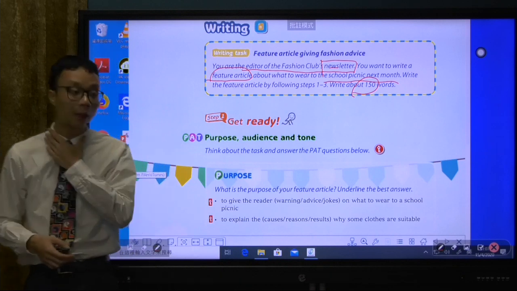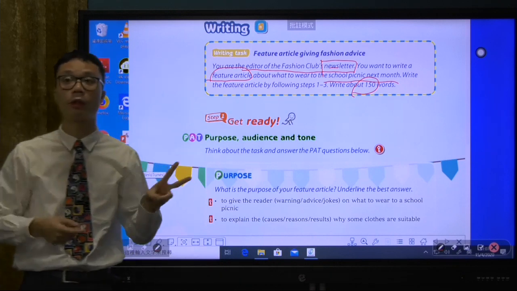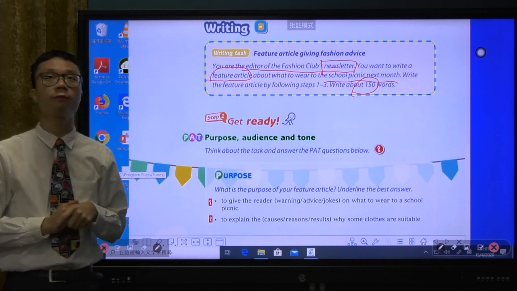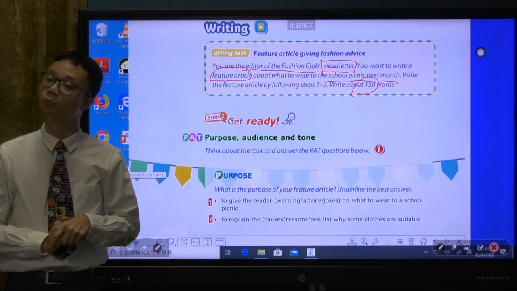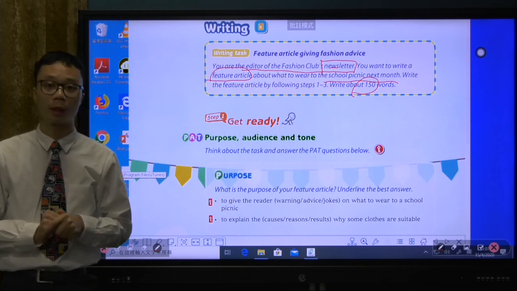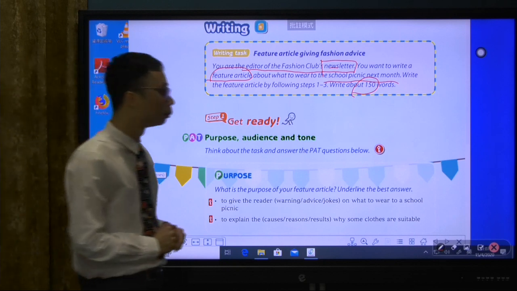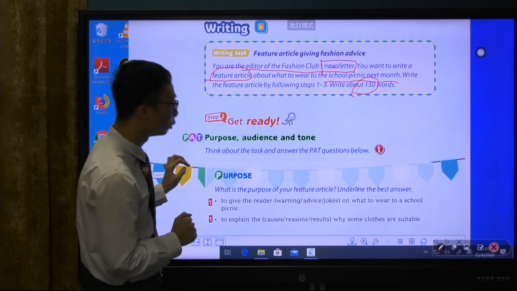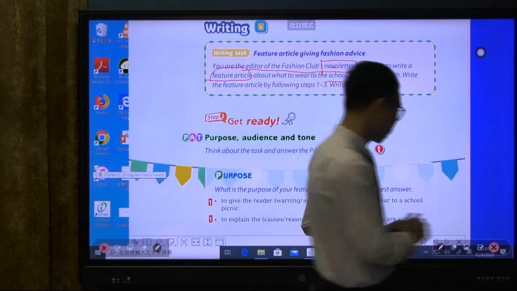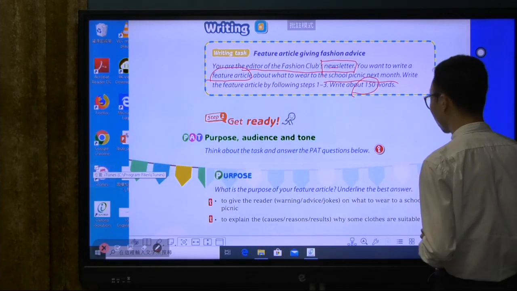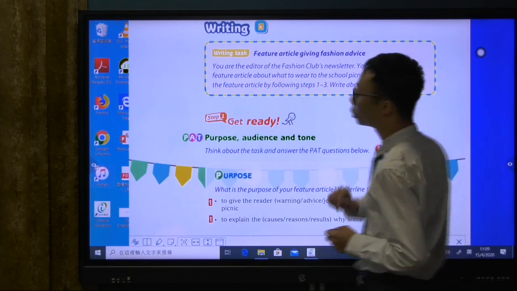Since you guys are in the second year of your secondary school, just think of a school picnic that you've been to before. Where did you go on your last school picnic, your school picnic in autumn? I'll give you a few moments to think about it and think of an interesting memory about your school picnic.